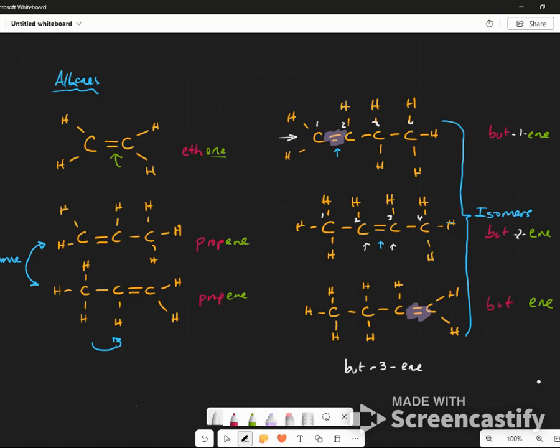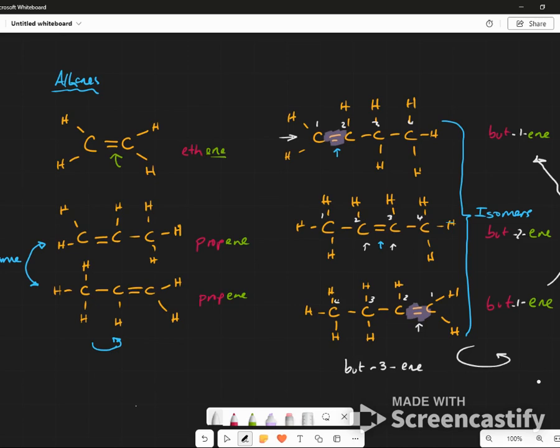But what happens is, if the functional group is at the other end, we count from the other end. So now we count from this end. 1, 2, 3, 4. So again, here the double bond goes between 1 and 2. Pick the smallest number. So this is but-1-ene. And that tells us it's the same as that. All I've done is rotate it kind of like that. Okay, does that make sense? I hope we're all good. Thumbs up for good, thumbs down for bad. Are we good?